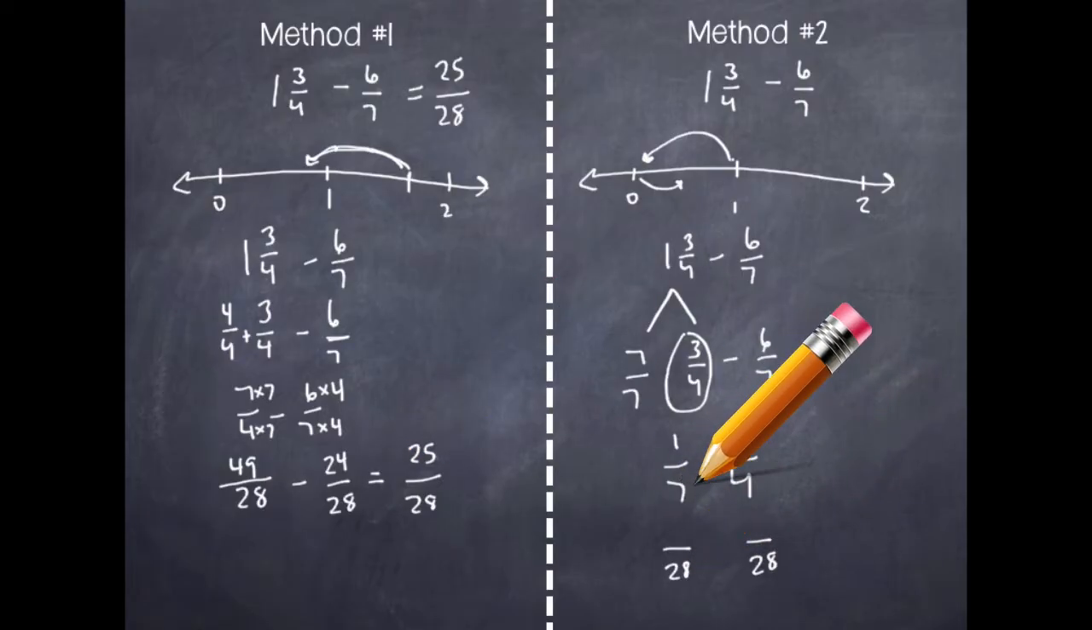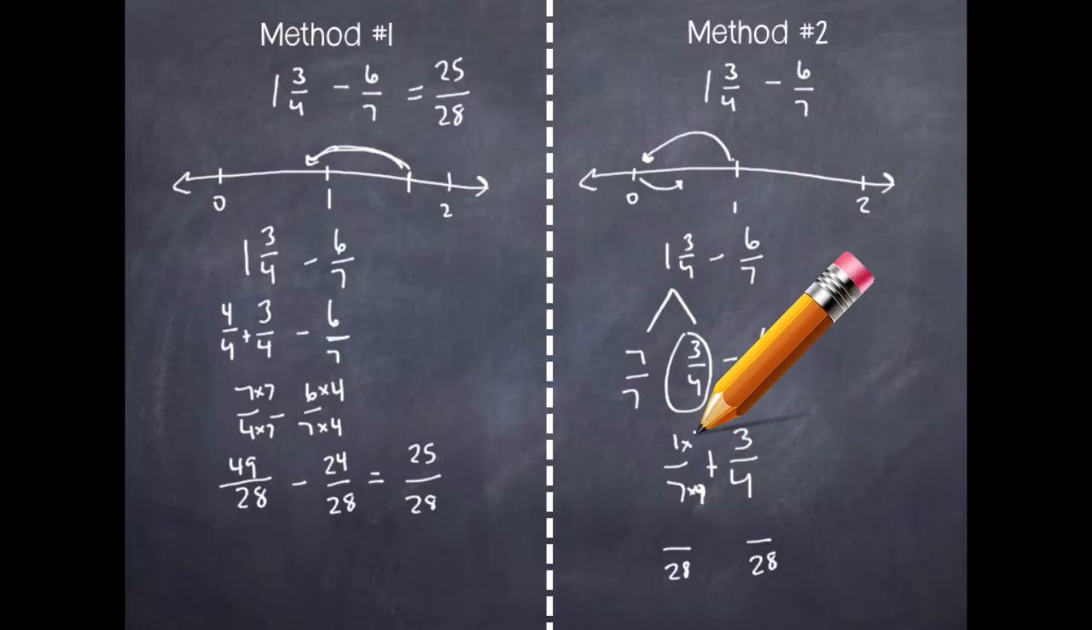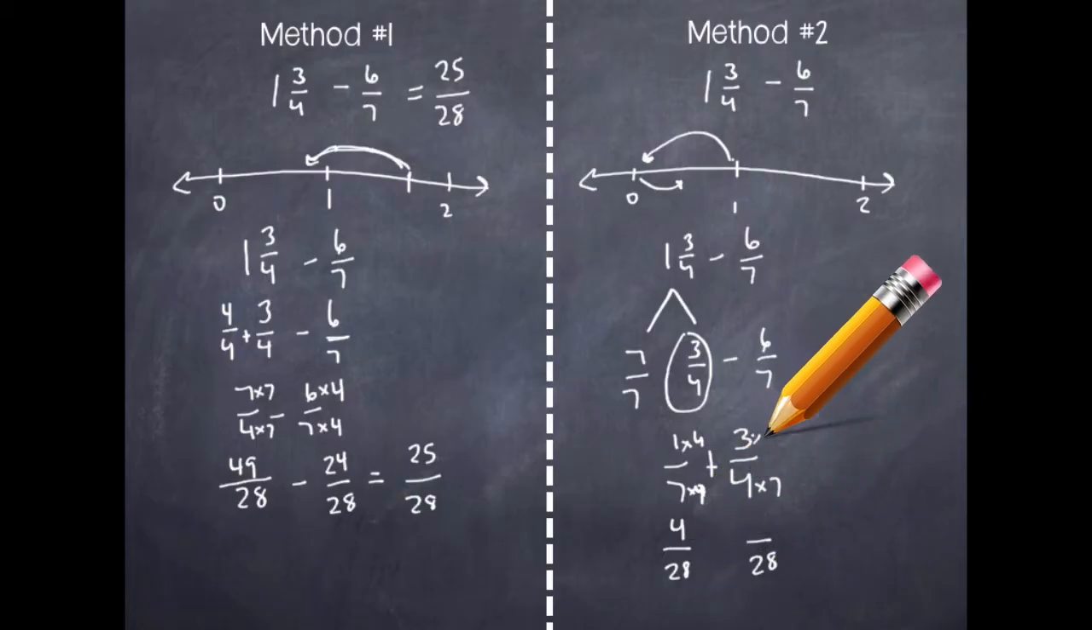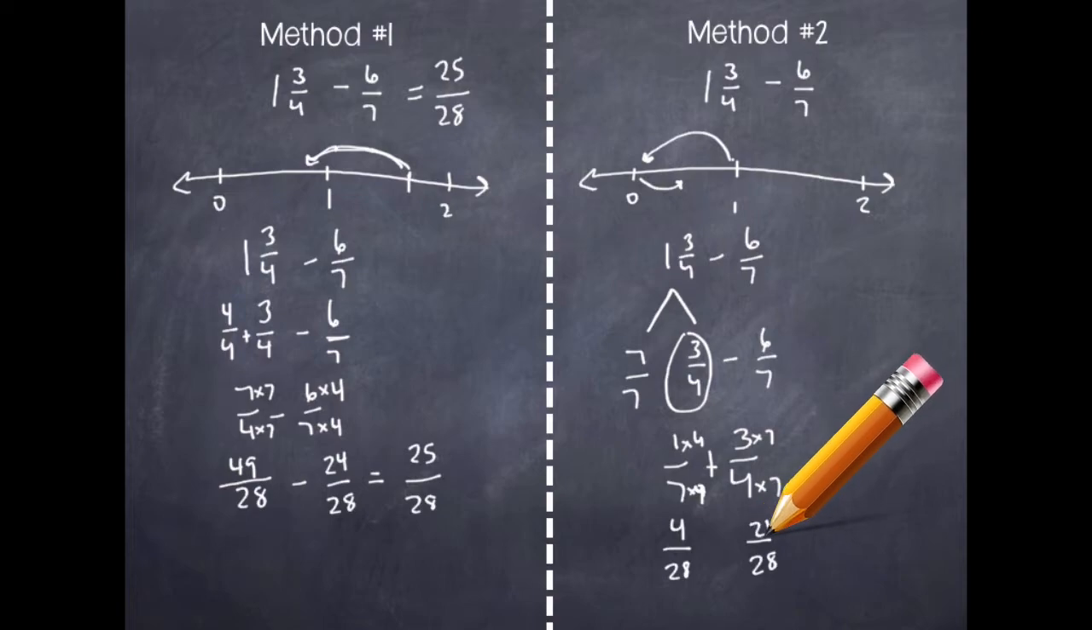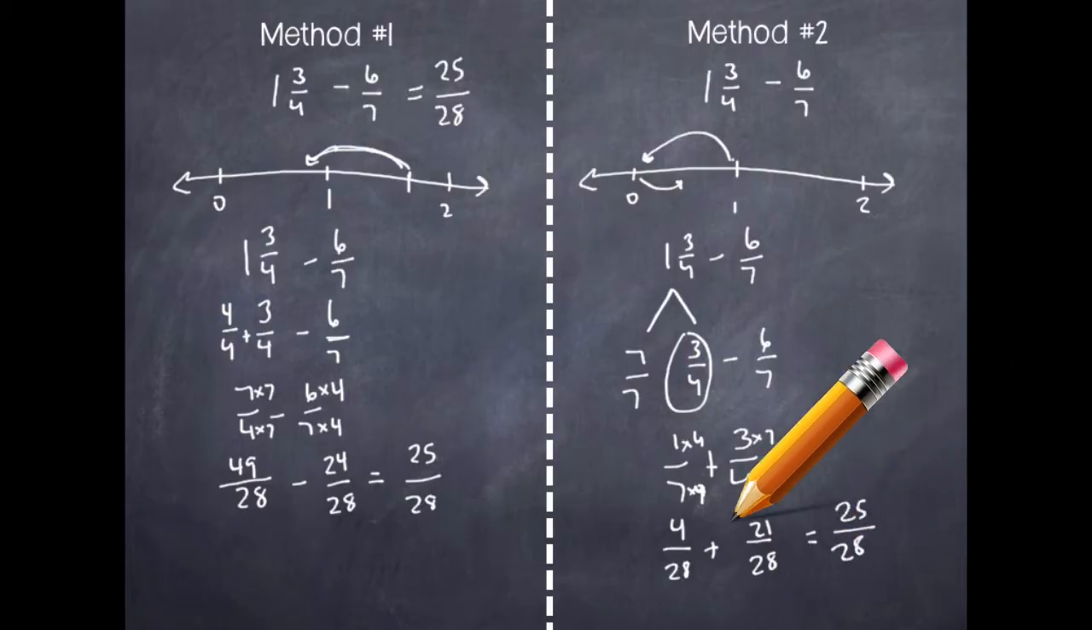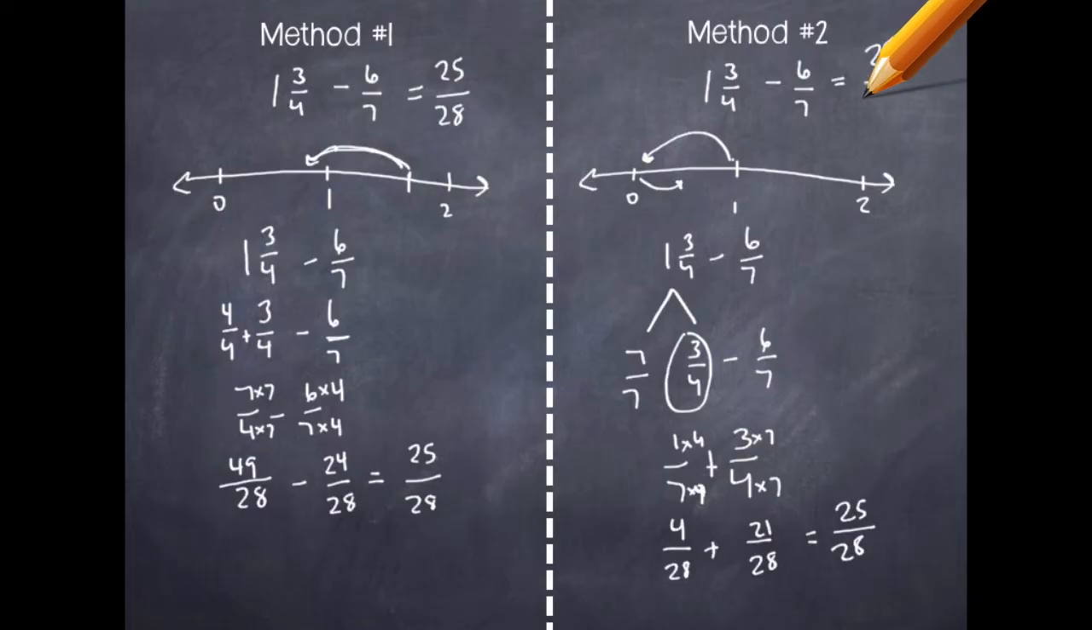So 7 times 4 will give me 28. 1 times 4 will give me 4. 4 times 7 will give me 28. 3 times 7 will give me 21. 4 plus 21 will give me 25. 28ths, 25 28ths. We're good to go. Everything is the same. Perfect.